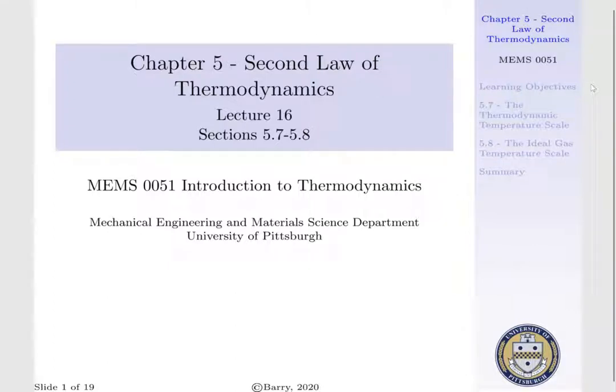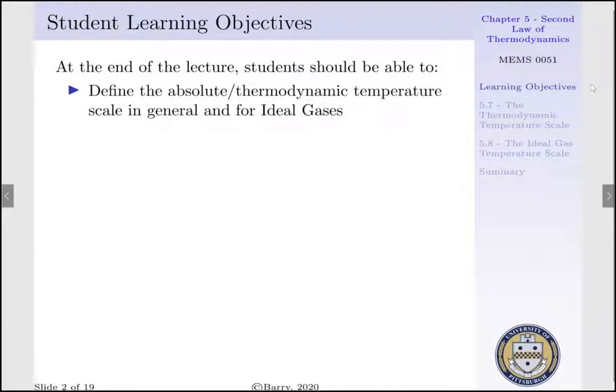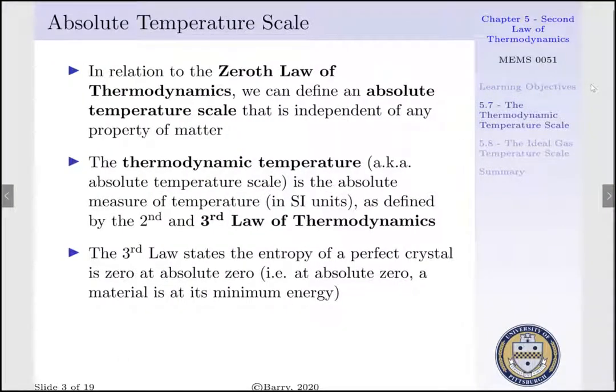Lecture 16 covers sections 5.7 through 5.8. At the end of today's lecture, you should be able to find the absolute temperature scale in general and for ideal gases. For us to begin, we have to talk about our absolute temperature scale.